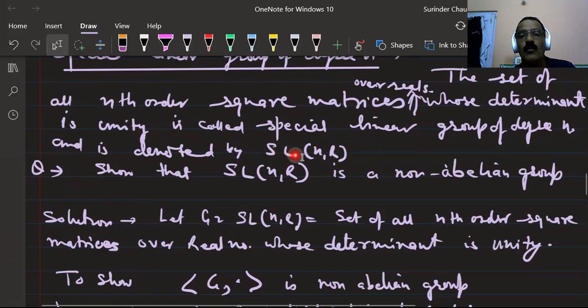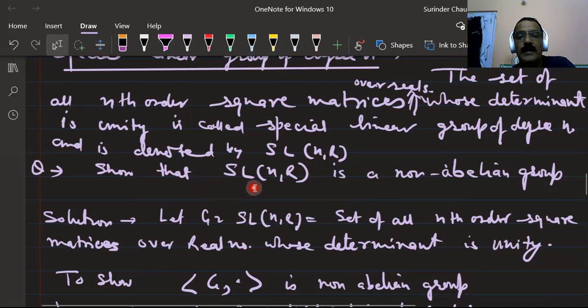Special linear matrices over reals of degree n. Now we will show that this is also a non-abelian group, in a similar way as we did for the general linear group of degree n.